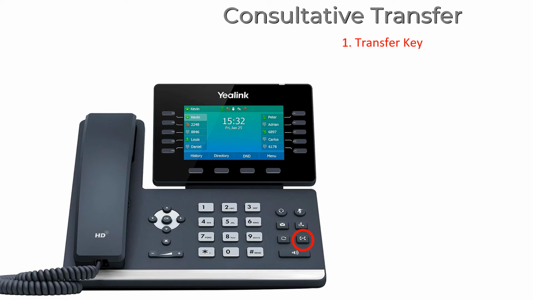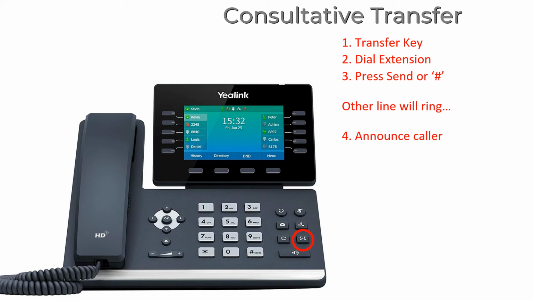While on the active call, press the transfer key. This places the call on a transfer hold, so it is not necessary to place the caller on hold before the transfer. Next, use the dial pad to enter the extension where you would like to transfer, and then press send or the pound key. At this point, the other line begins to ring, and when that person picks up, you can have a conversation with them. Your caller, by the way, is still on hold. Announce the caller, and when the other party is ready for the transfer, press transfer again, making the call on hold the new active call for the recipient.